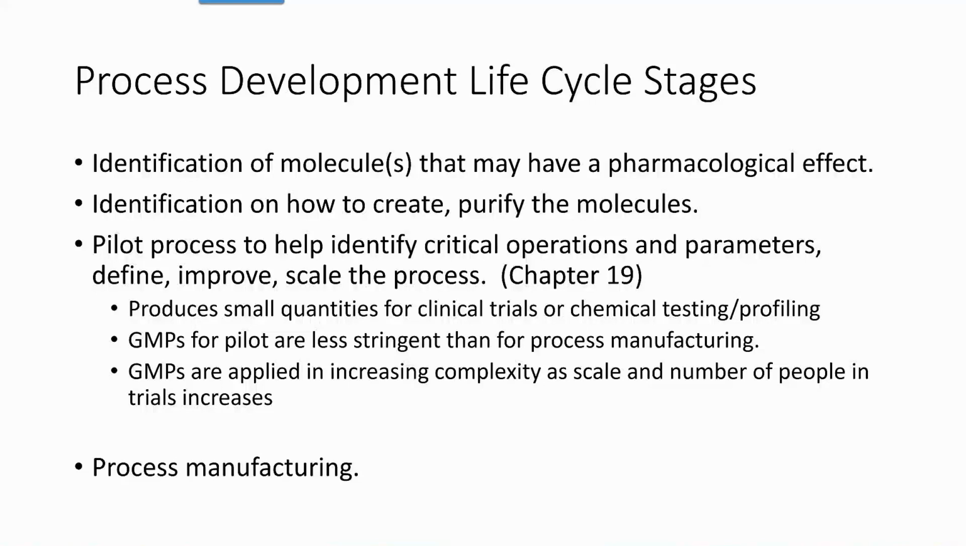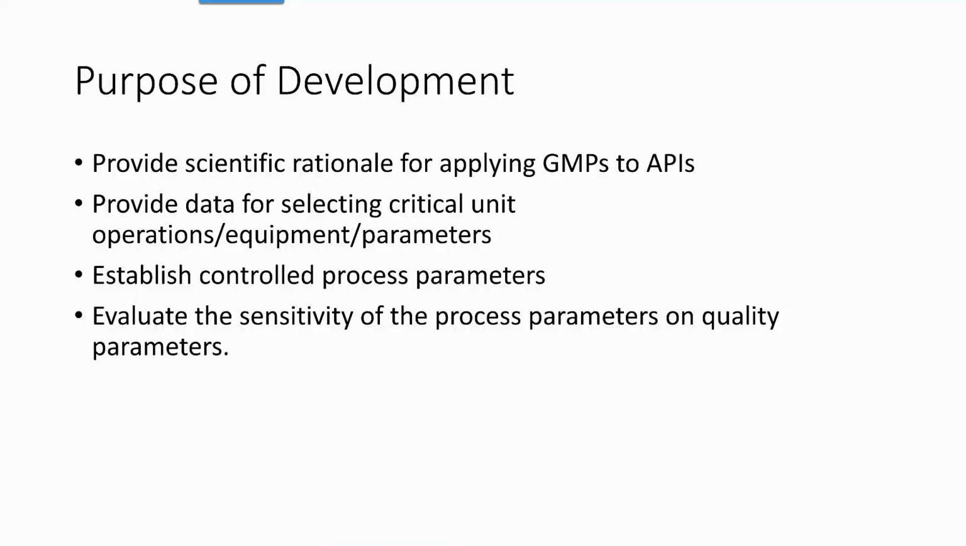Here are the process development life cycle stages. Last week, we talked quite a bit about equipment, all the requirements for equipment, the need for the URS, how to assess risk on those, what was important, what Q7 really says about the equipment. We talked about how the equipment can potentially affect the final product, and we're really going back to the scientific rationale for GMPs and APIs. So that's really the purpose of development.